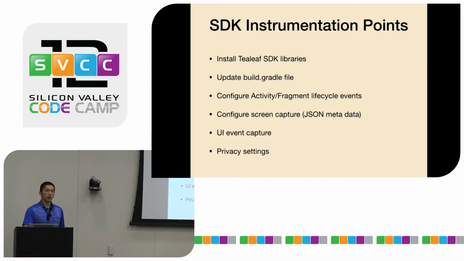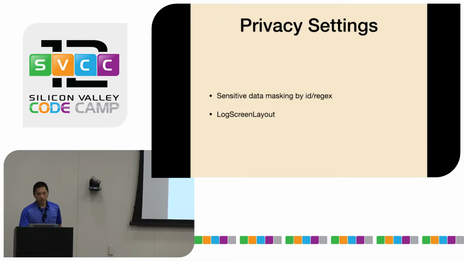And another main thing I want to demo here is privacy settings, because blockchain has a lot of sensitive information. As a user, we sometimes feel that we don't want to have that information stored on the cloud, if ever. And the SDK provides a way to allow you to mask the sensitive data, like the password or account number, account balance, and stuff like that, with the ID and regex. And you can decide with some JSON property settings where you want to log a particular screen or skip logging that screen for privacy reasons.